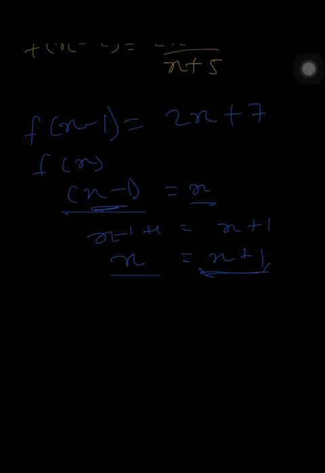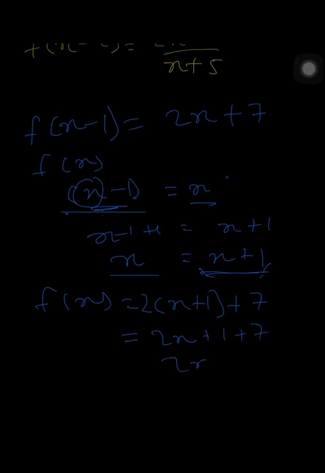You can just make this x the subject and just bring this here. You get it. So that f of x will now be 2 multiplying x plus 1 plus 7. That will be 2x plus 1 plus 7, 2x plus 8. Let's try another one.